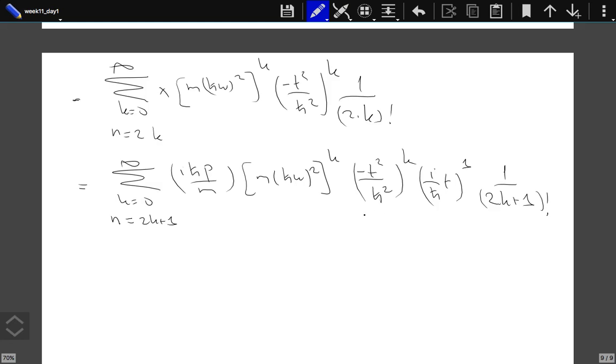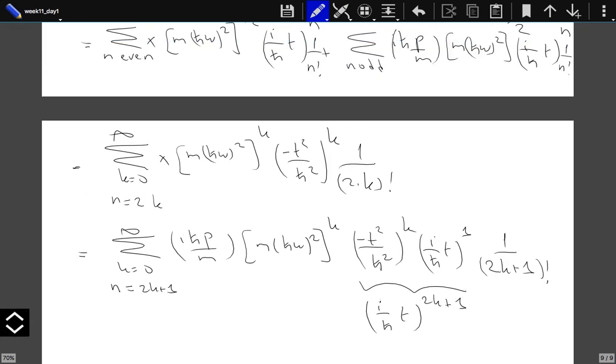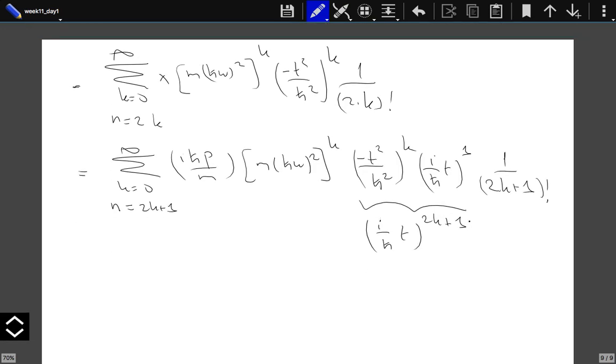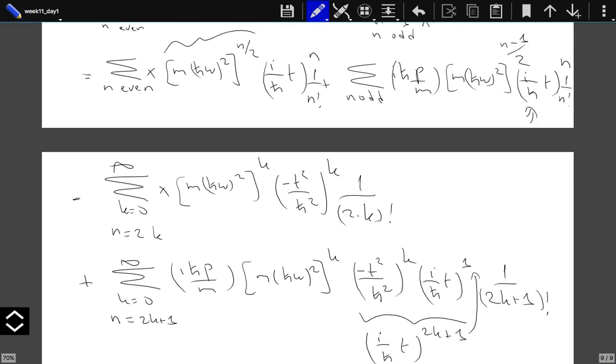This one. Now you say this one is actually (2i/ħ)t to the power 2k+1. So that one is this one. And that 2k, I'm just taking the square of this thing, taking it to the kth power. No, that one is this one.